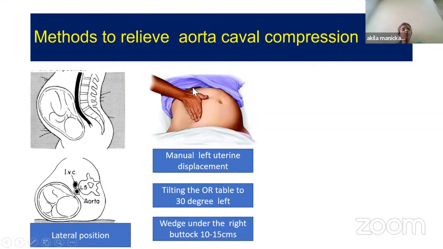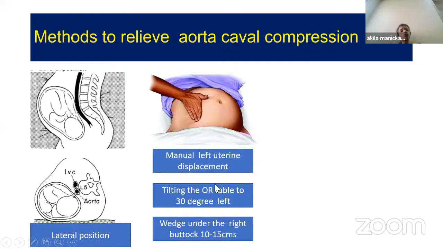The next thing, especially when the patient is given regional anesthesia and there is hypotension and you have given vasopressors, and you want to relieve the aortocaval compression, it is very important you do a manual uterine displacement. The other things which can be done are tilting the OR table at least 30 degrees to the left. It was shown previously that even a 15 degree tilt was advisable, but according to the current consensus, even a 30 degree tilt gives only 80% relief of the aortocaval compression. And the next thing you can do is place a wedge under the right buttock.